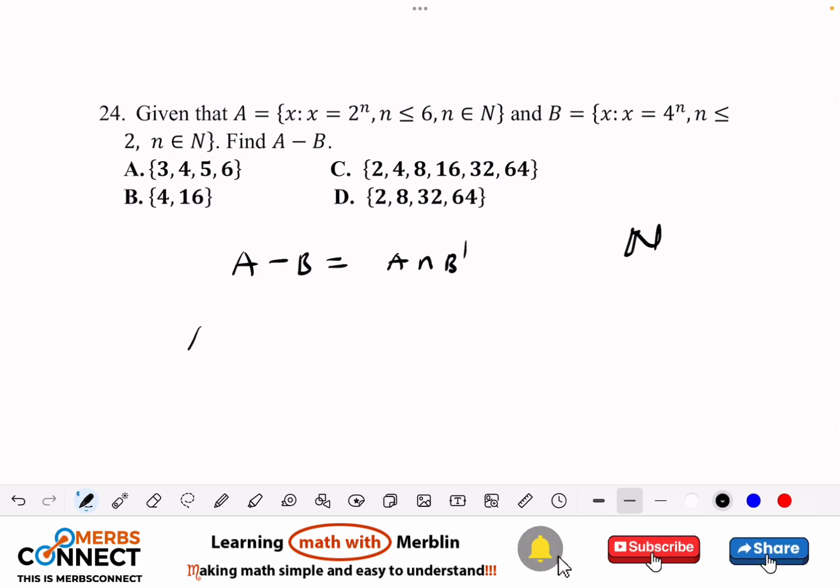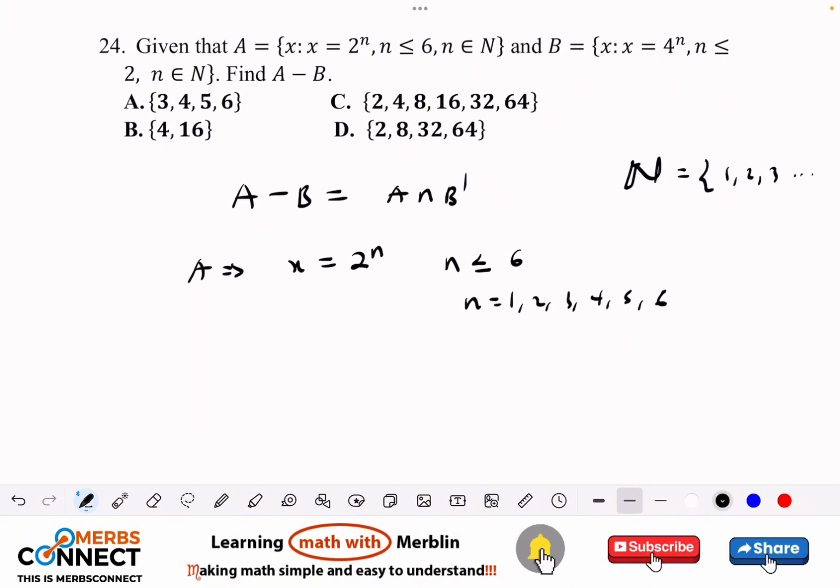So now let's find A. A is when x is equal to 2 to the power n. But we are saying that n should be less than 6. What are natural numbers? So let's try and put 1, 2, 3 up to positive infinity. So since n is less than 6, then it means that n is 1, 2, 3, 4, 5, 6, less than or equal to 6. So what will be x? x will be, when I plug in 1, when I plug in 2, when I plug in 3 up to 6, x will be 2, 4, 8.